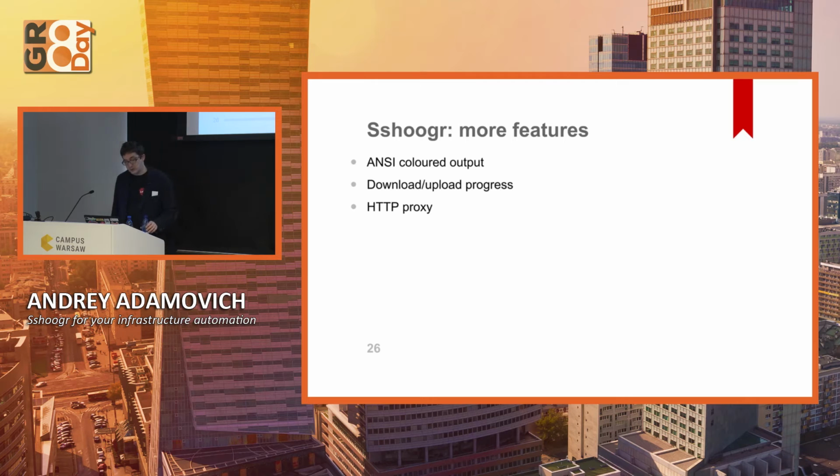Another feature: there are some internal features available in Sshoogr, like you can make colored output. You can also get the output of remote commands colored as well. There's download and upload progress. And another interesting thing that I didn't know existed in the SSH world: you can make SSH connections over an HTTP proxy, and that's what Sshoogr also supports. That was a very weird use case we had in one company, and it works. But if you need it at some point, you can use that.